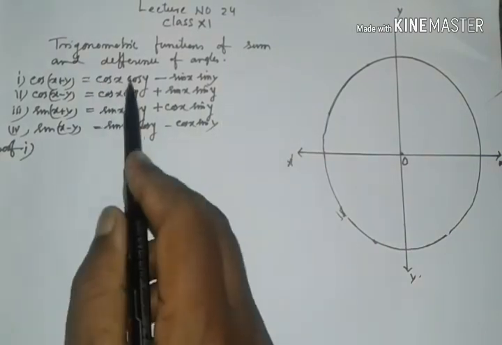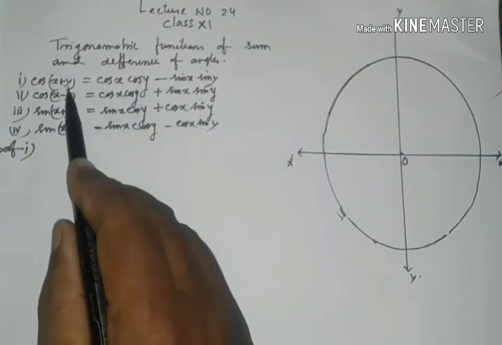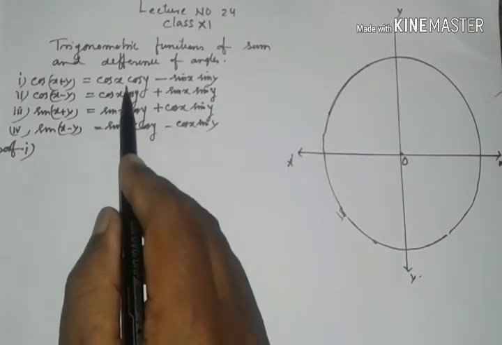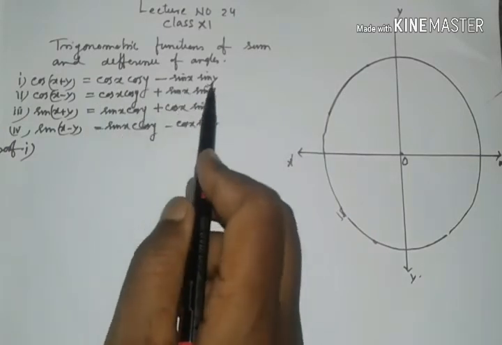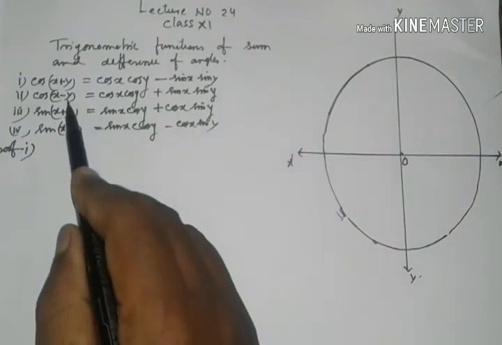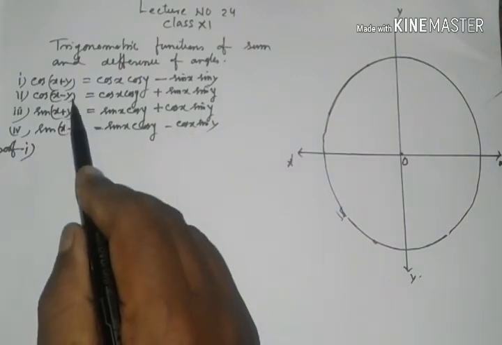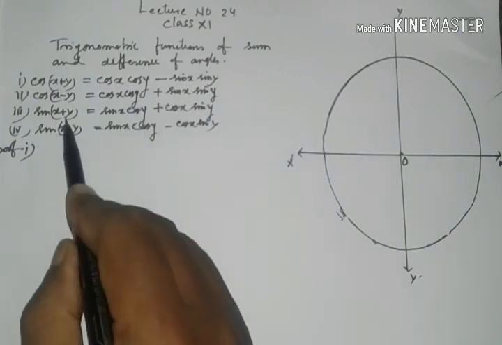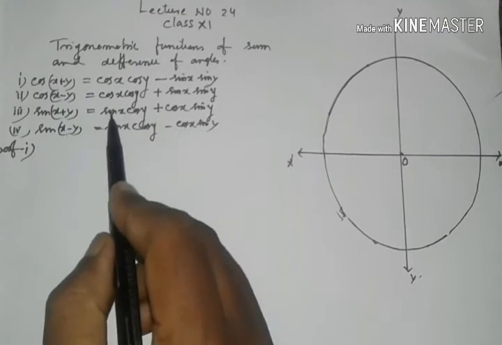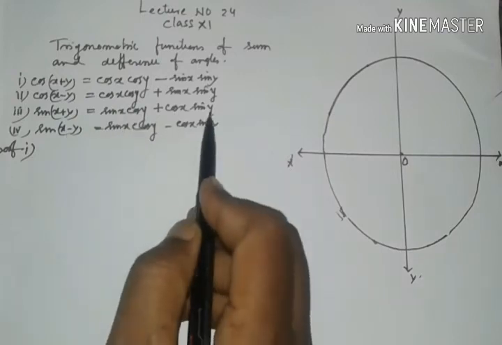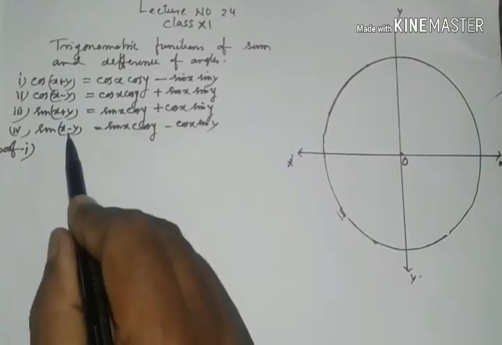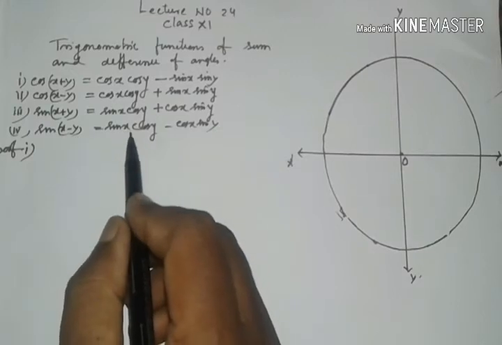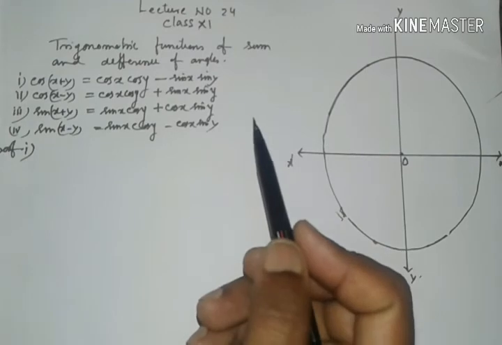The identities for the sum and difference of two angles are: cos(x + y) is equal to cos x cos y minus sin x sin y. Cos(x minus y), this is the difference of angles, is cos x cos y plus sin x sin y. Sin(x + y), this is a sum of angles, is sin x cos y plus cos x sin y. And sin(x minus y), this is the difference of the two angles, is sin x cos y minus cos x sin y.